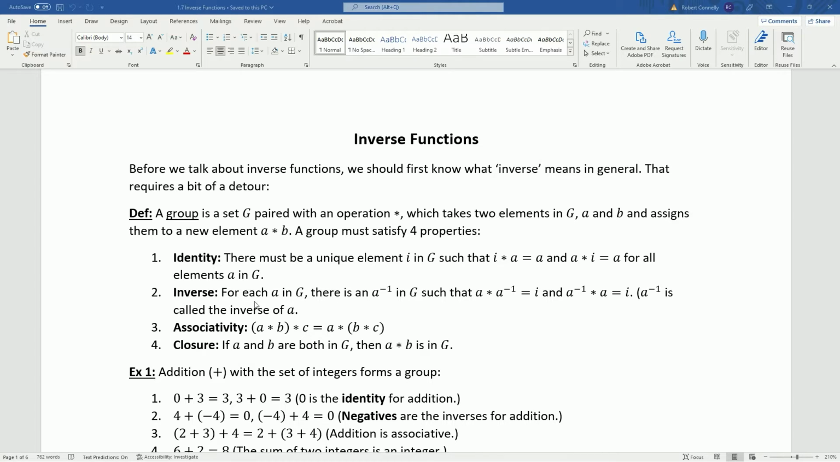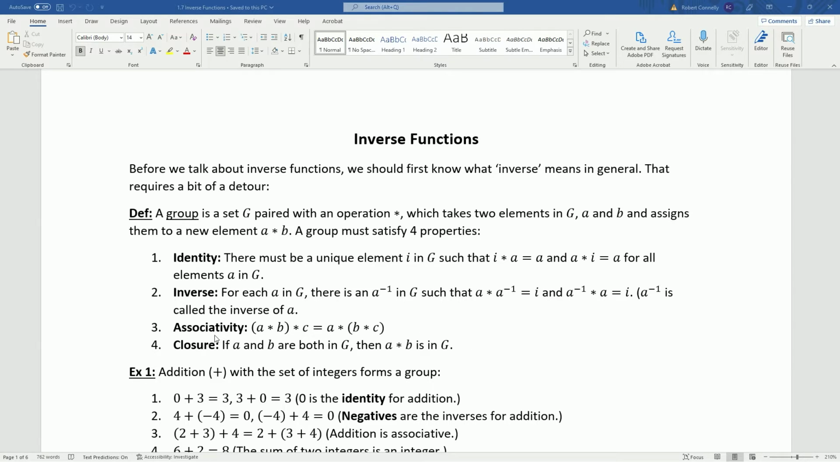There must also be inverse elements, so for each A in G, there is an inverse, which we write as A with a -1 in the superscript position, in G, such that A star A inverse equals I, and A inverse star A equals I. So in other words, when you operate a number with its inverse, you get the identity back.